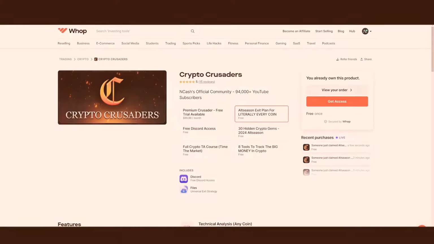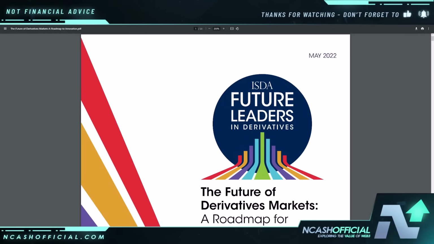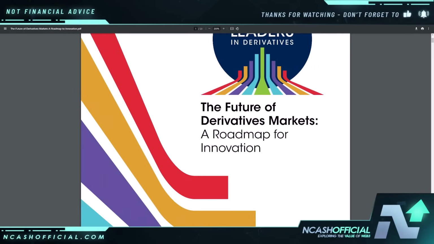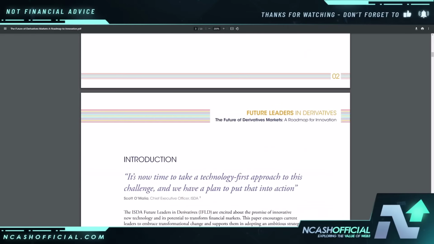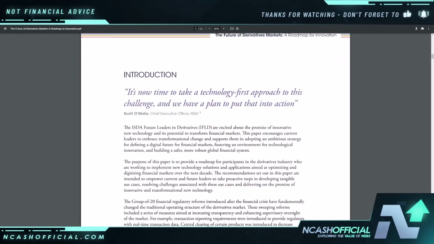Capture those profits. Here we have from the ISDA back in May of 2022, the future of derivatives markets, a roadmap for innovation. This entire document is just discussing how DLT can be embraced to really bring about an efficient derivatives market, but also even make efficient the entire clearing and settlement of derivatives as well. We have here from the CEO of the ISDA, it's now time to take a technology first approach to this challenge, and we have a plan to put that into action.